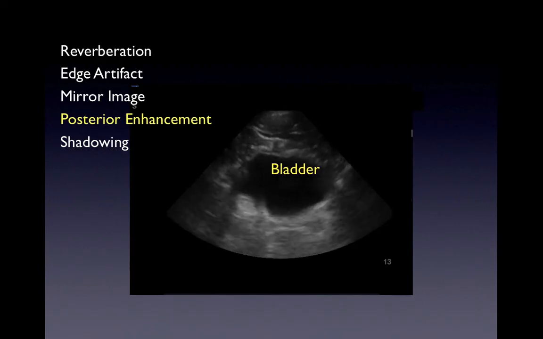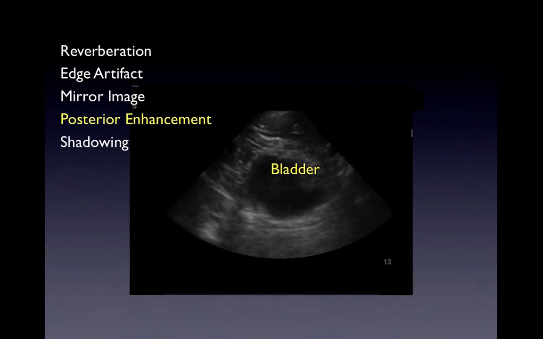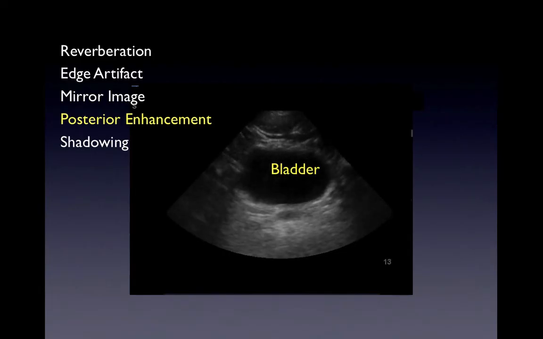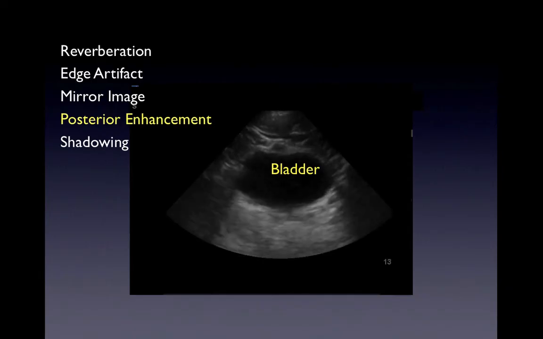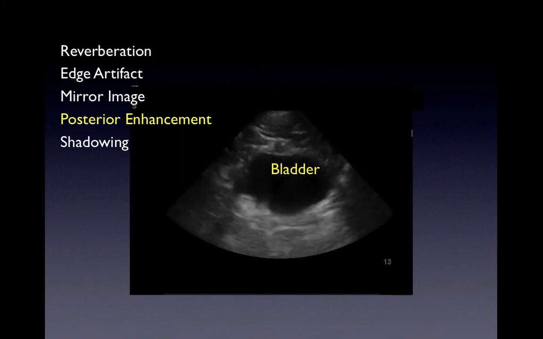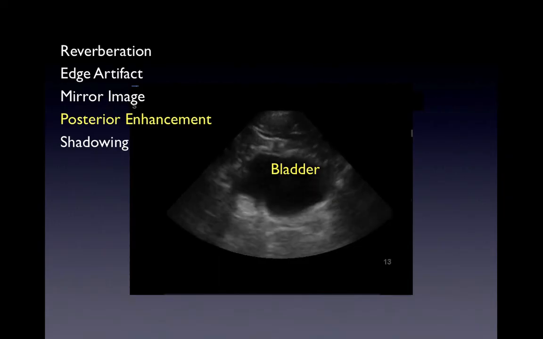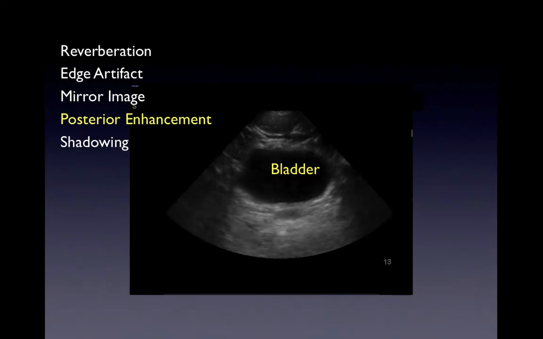Sound passes through an ultrasound-friendly structure, such as a cyst, a urine-filled bladder, or a distended gallbladder, and less attenuation of the signal occurs because these are very sonographic-friendly structures. As a result, a greater amount of acoustic energy is available when it hits the posterior part of the bladder wall, and essentially there's an increase in acoustic energy causing an increase in echogenicity, or a bright white hyperechoic look to that posterior part of the wall. This is very much illustrated in this video clip view.